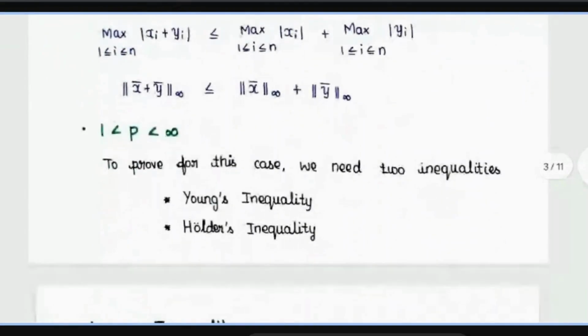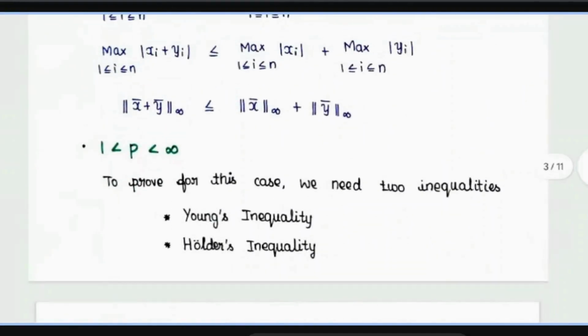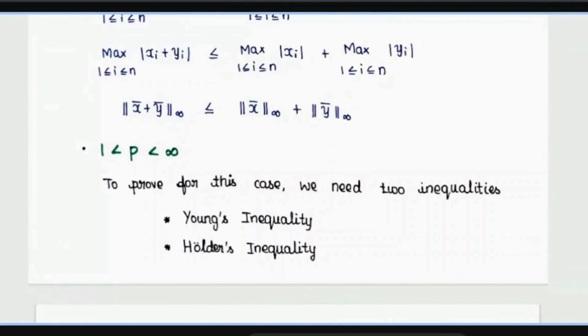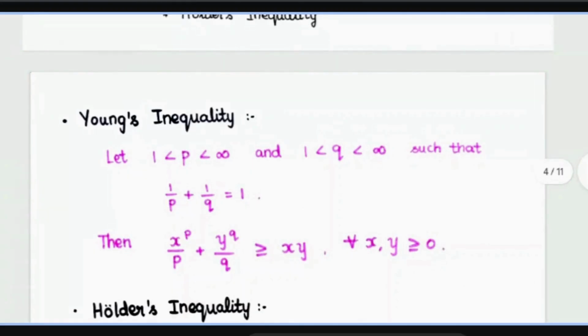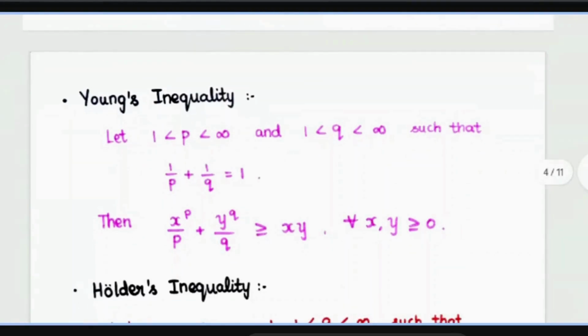Now let's move to the case 1 less than p less than infinity. This we can't prove directly. We need two inequalities for this. One is Young's inequality and another is Holder's inequality. Young's inequality states that let 1 less than p less than infinity and 1 less than q less than infinity, such that 1 by p plus 1 by q is equal to 1. That is, p and q are conjugates. Then for every non-negative x, y, we have x power p by p plus y power q by q greater than or equal to xy.